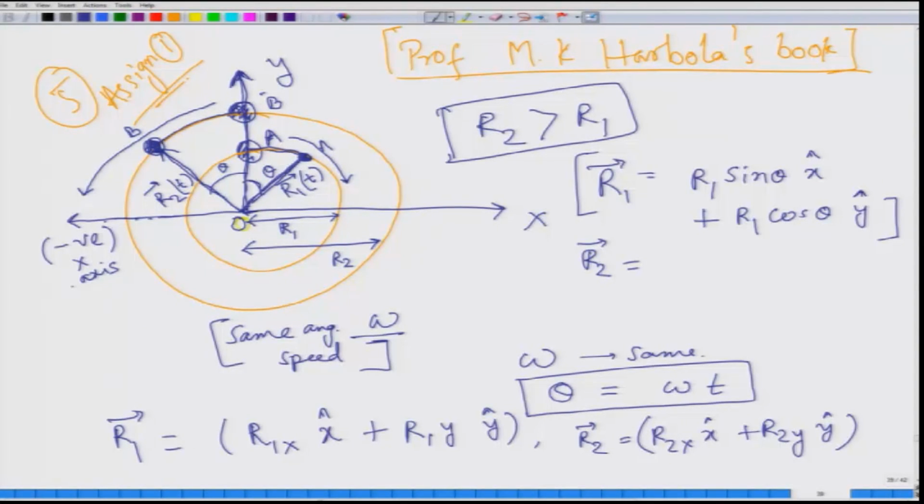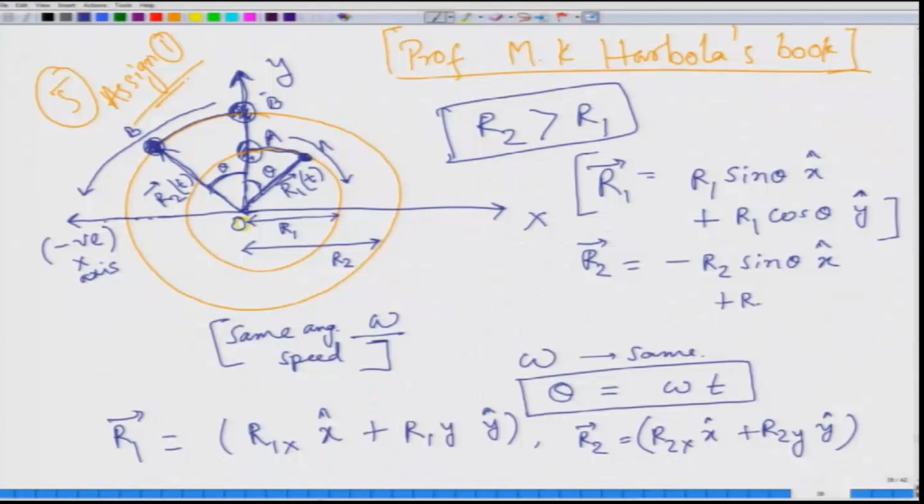According to my chosen coordinate, this is the negative x axis. So the component of R2 along the x axis will be minus R2 sin theta, because the angle it makes with the y axis is theta. So this is sin theta. So minus R2 sin theta x, and the component of R2 along the positive y axis is R2 cosine theta. So I write it as R2 cosine theta y.